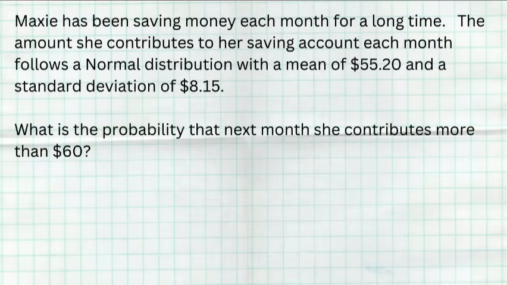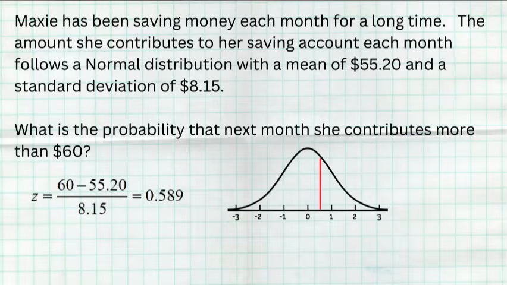Now, the first question here is, what is the probability that next month she contributes more than $60? So the first thing we have to do is figure out, on that standard normal model, where does $60 fall? And that's, of course, by finding the z-score. So we take 60, the value that we're asked about, subtract the mean, divide by the standard deviation, and we get our z-score, in this case 0.589, which I've marked with the red line.